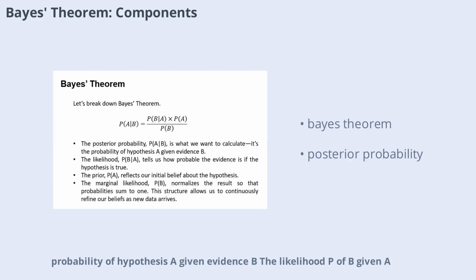The likelihood, P of B given A, tells us how probable the evidence is if the hypothesis is true. The prior, P of A, reflects our initial belief about the hypothesis. The marginal likelihood, P of B, normalizes the result so that probabilities sum to 1. This structure allows us to continuously refine our beliefs as new data arrives.